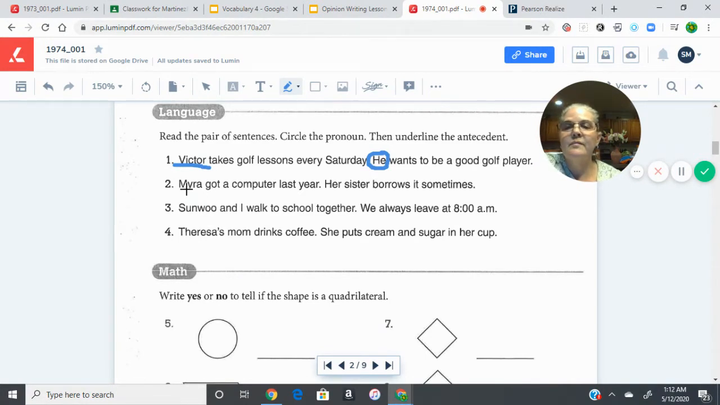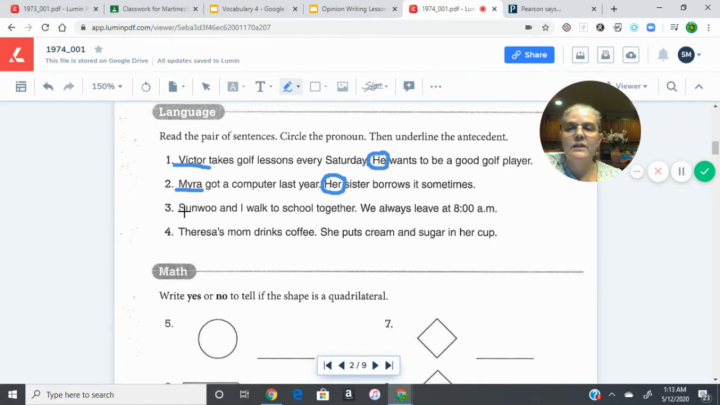All right, number 2. Myra got a computer last year. Her sister borrows it sometimes. So, which one is our pronoun? Which one is our antecedent? Okay. All right. So Myra got a computer last year. Her sister borrows it sometimes. We're looking for the pronoun. And then whose sister is it? It's Myra's sister. So that's our antecedent.